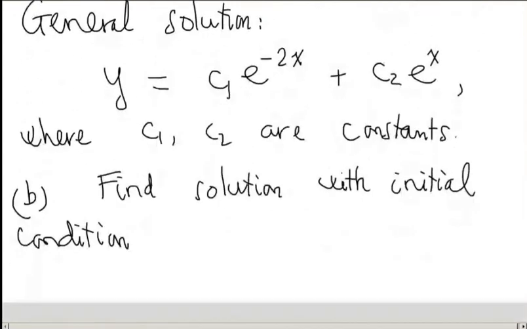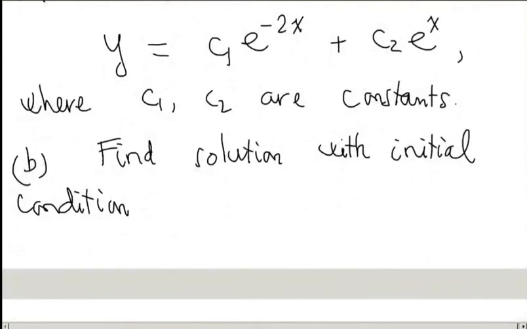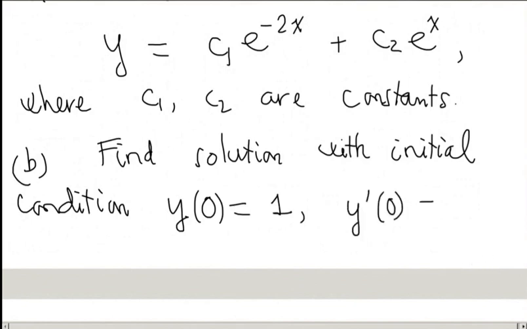For initial conditions, as we saw earlier in the last topic, there are two conditions here. One is for the function and one is for the derivative. So for example, we have y(0) equal to 1 and y'(0) equal to -1. So how do we do that? How do we use these initial conditions to determine C1 and C2?